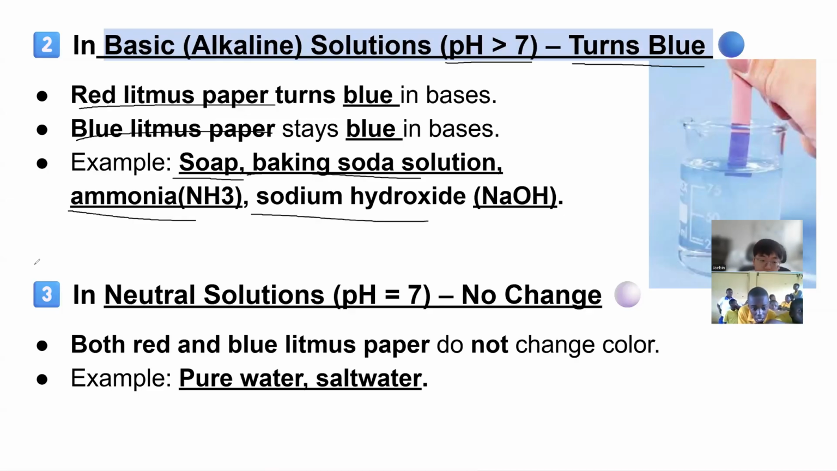And finally, in the neutral solution, pH is exactly equal to 7. There are no changes. So both the red and the blue litmus paper do not change color in neutral solutions. Neutral solutions include pure water, salt water, sugar water, things like that.